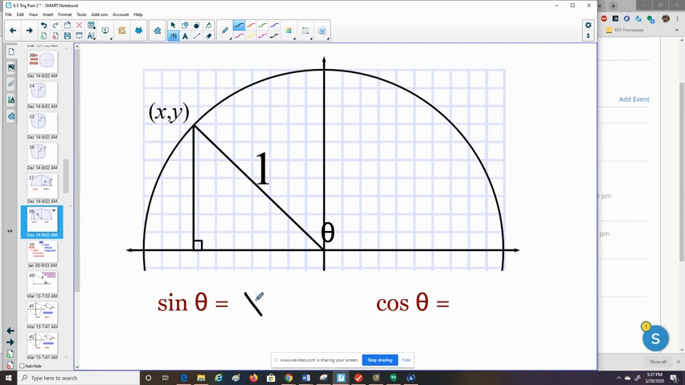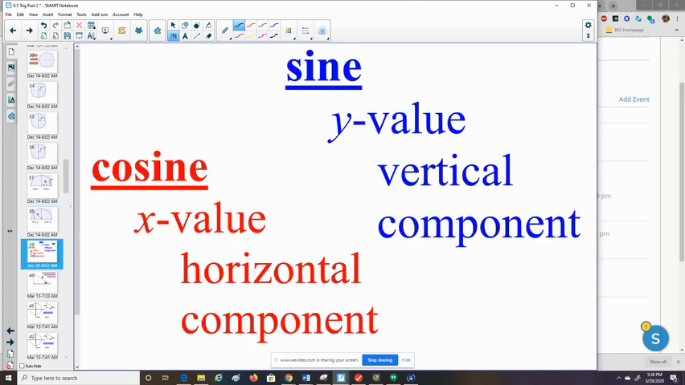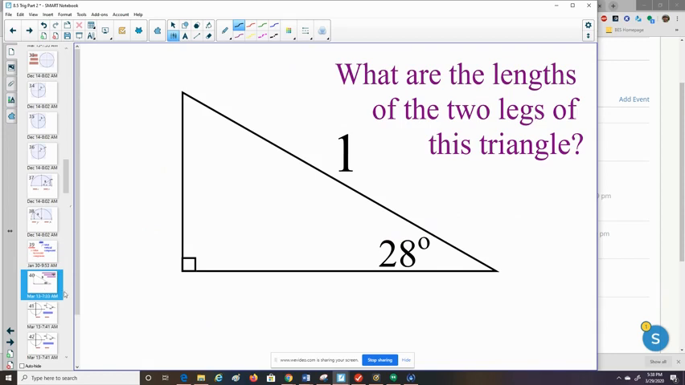So sine is y, and cosine is x. That's going to be extremely important as we're moving forward. Sine is the y value, cosine is the x value, in case you didn't get that the first 5 times I said it.